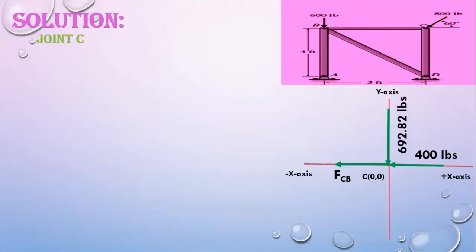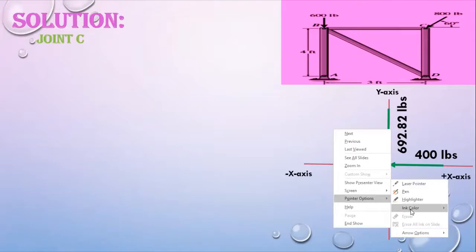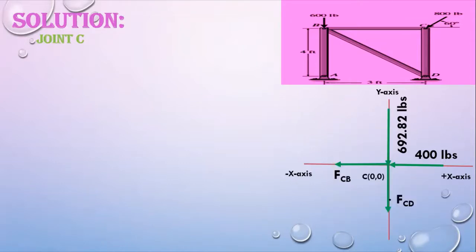This should be -1. Then there is one member force, FCD, that is vertical and acting on the negative y-axis. So FCD should be -1. If I take a different color of the pointer, I want to tell you here that this should be negative, and this should also be negative, and this one should be negative.